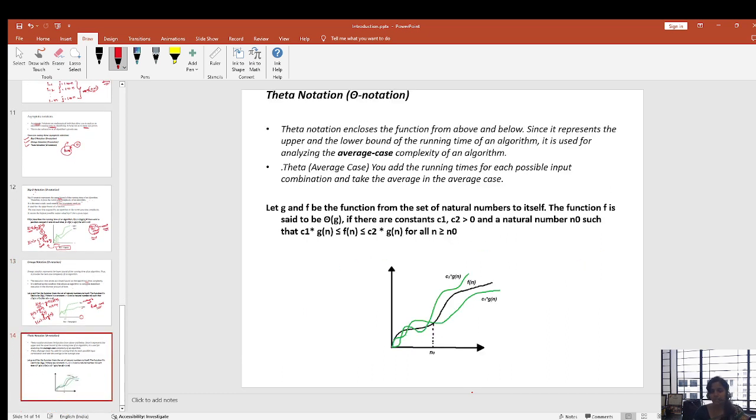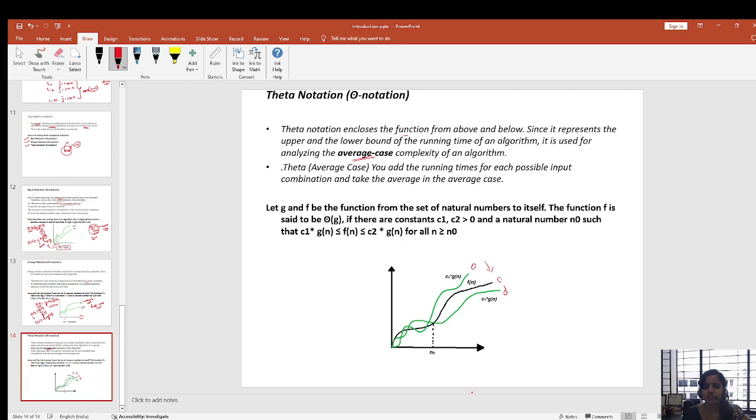And the last one is theta notation. We have studied the lower bound and the upper bound. The next one is the average case complexity of the algorithm, which is represented by theta notation. Theta notation encloses the function from above and below, so the complexity of the algorithm is represented between two sections. Since it represents the upper and lower bound of the algorithm's running time, it is used to obtain the average case complexity of that particular algorithm.